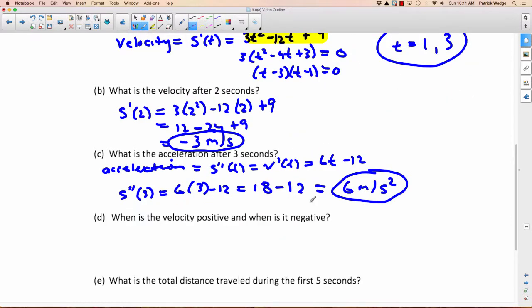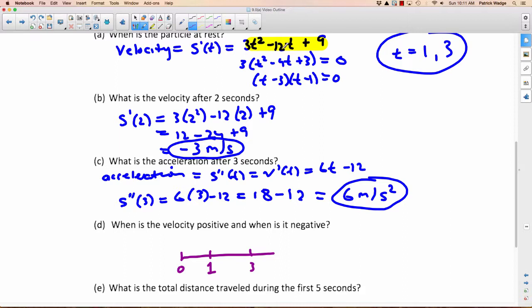When's the velocity positive and when's it negative? So we know that at time 1 it's at rest, and at time 3 it's at rest. So what we need to look at is what the velocities are in these regions here. And this highlighted bit is our velocity function. If you just try any number in these regions, you'll know. For example, if I plug 2 in here, it would tell me about this region. Well, I've already plugged 2 in here. Remember, we got a negative number. So this is negative in this region. All of them are going to be negative in here.